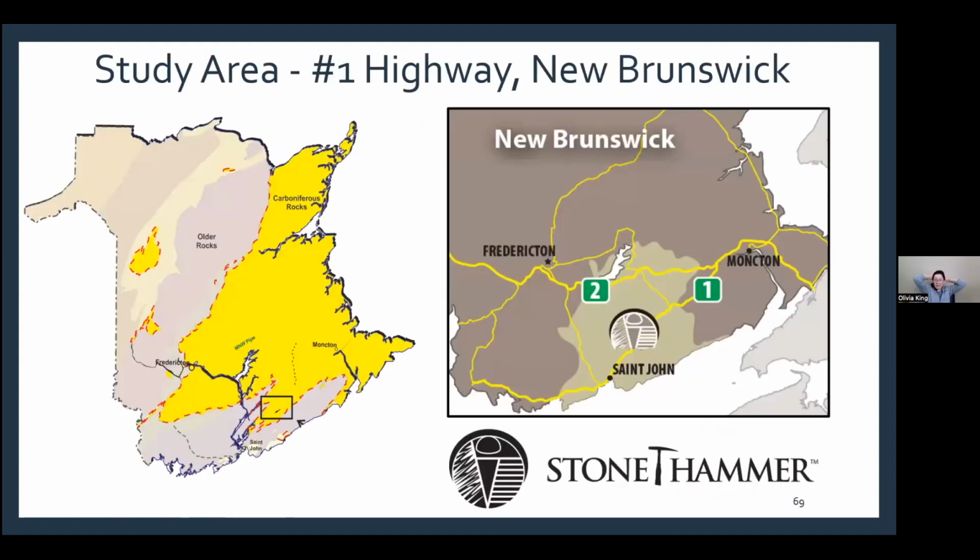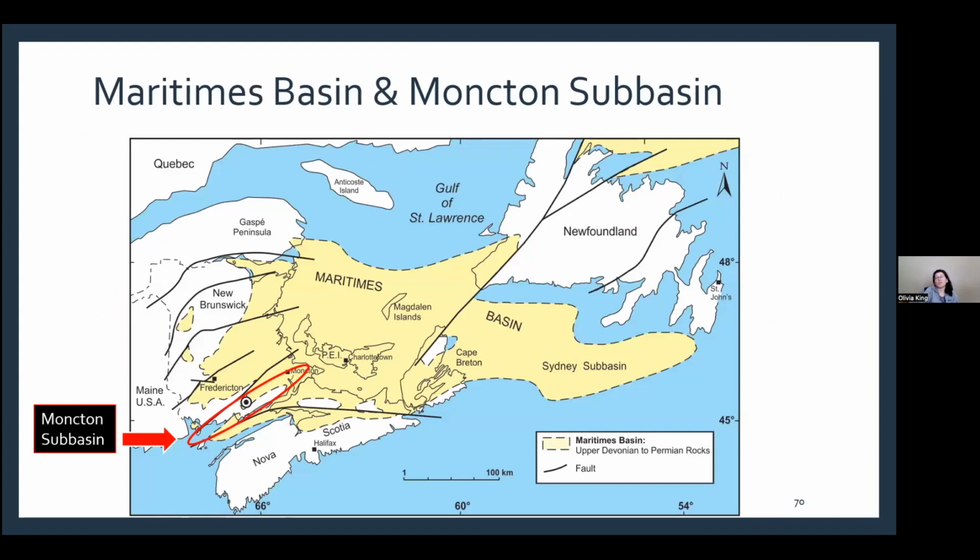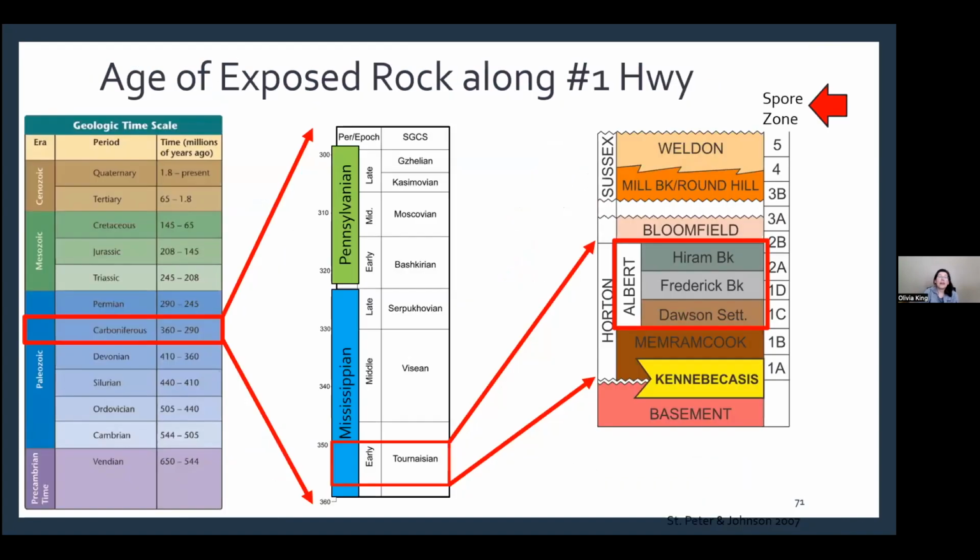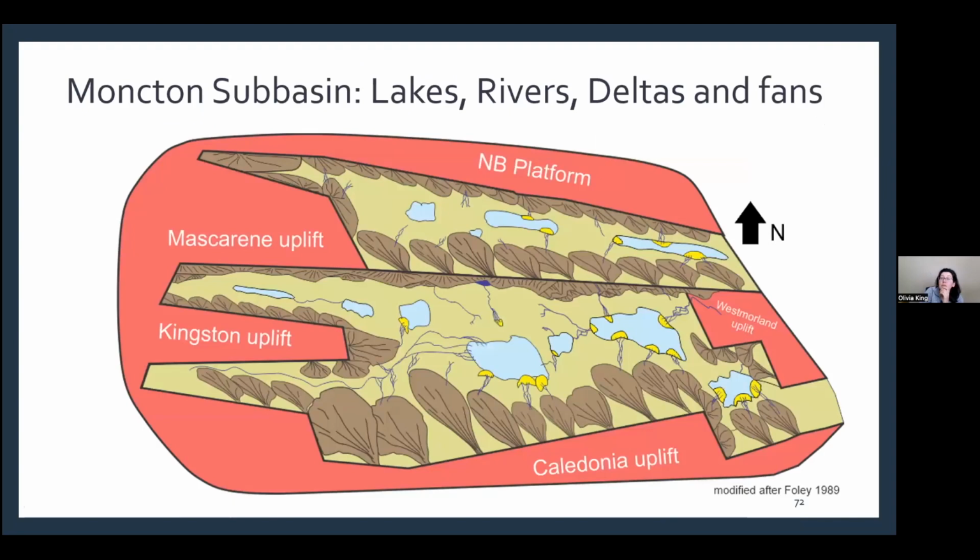So the study area, or my study area, is actually along Number 1 Highway in New Brunswick between Saint John and Sussex, New Brunswick, over here, and it also sits within Stonehammer Geopark. It's part of the larger Maritimes Basin and part of the Moncton subbasin. The age of the rocks that are exposed is about 360 million years ago, again of the early Tournaisian, and they consist of the Horton Group, which is comparable to what we see in Nova Scotia as well. But I'm specifically looking at the Albert Formation.